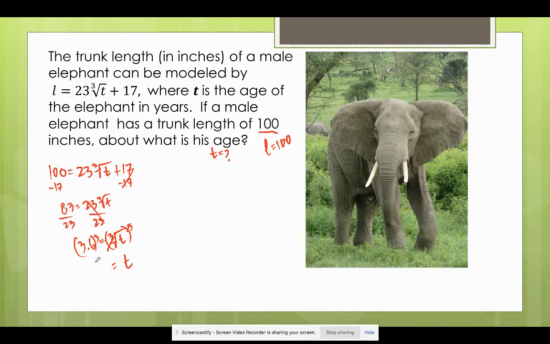Let's see, does it tell us to round? No. So 46.66 years, okay? Don't forget those units. We don't know if that's weeks, months, decades, whatever it is. So 46.6 years, which, that elephant looks pretty good for 46.